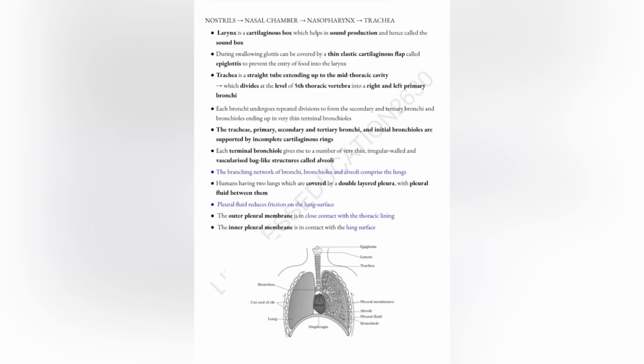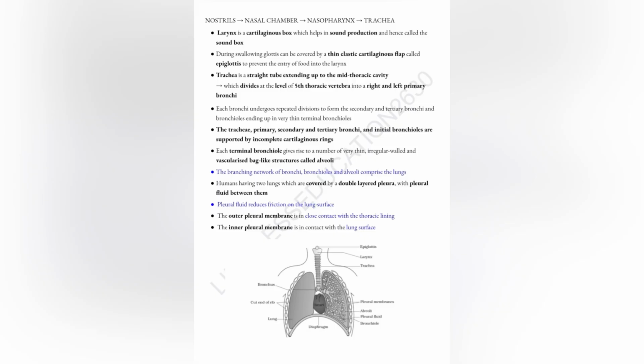That means the trachea is a straight tube that divides into a right and a left primary bronchus at the level of the fifth thoracic vertebra. Now, each bronchus undergoes repeated divisions to form the secondary and tertiary bronchi and bronchioles, finally ending up in very thin terminal bronchioles. The trachea, primary, secondary, and tertiary bronchi and initial bronchioles are supported by incomplete cartilaginous rings. You have to remember this, those are incomplete cartilaginous rings.